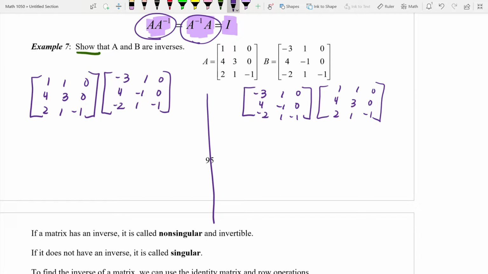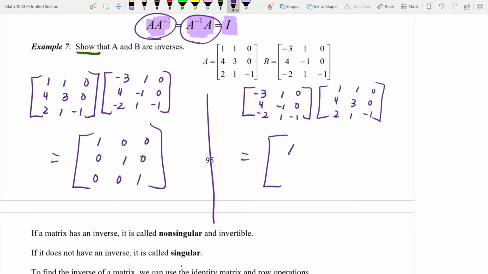So guess what I could do? I could fake it. Because I know it's going to work because it says show. So I could just say, yay, I multiplied those together, and I got the identity. Does anybody know that I didn't multiply those together? Nope. There's no work required. Now, the only reason I can do that is because it says show.